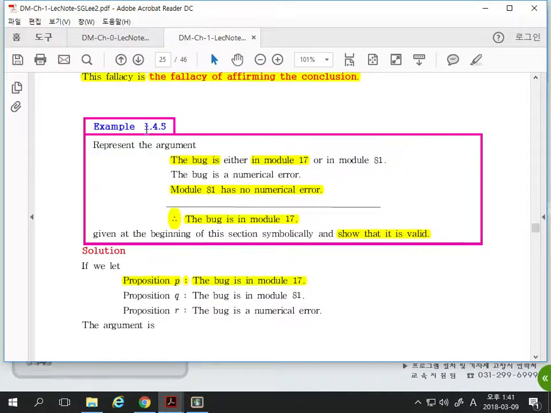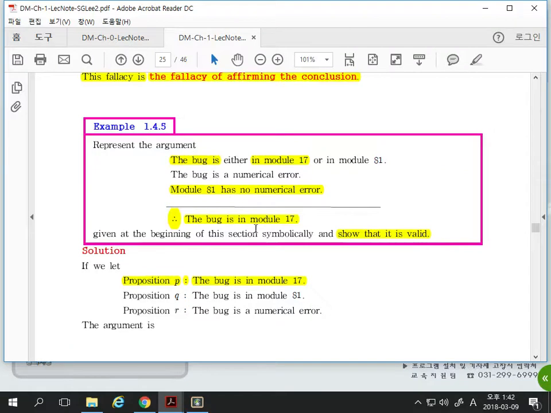The next example shows this. Represent the argument: the bug is either in module 17 or in module 81. Then the bug is a numerical error. Module 81 has no numerical error. And therefore, the bug is in module 17. Represent this argument, given at the beginning of this section, symbolically and show that it is valid.